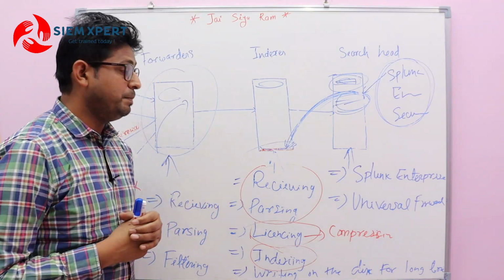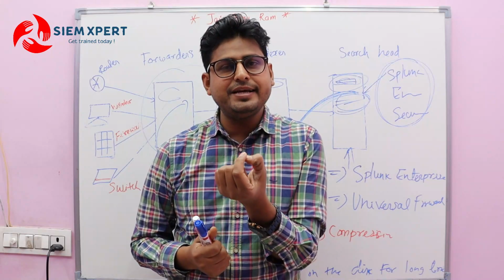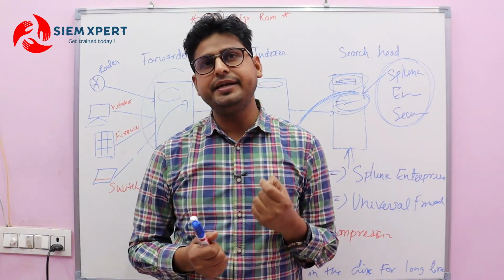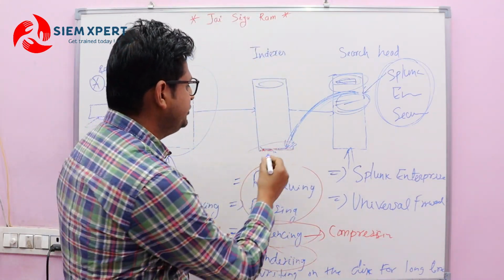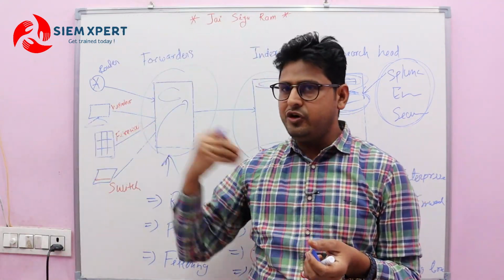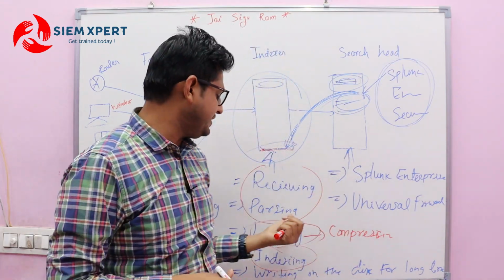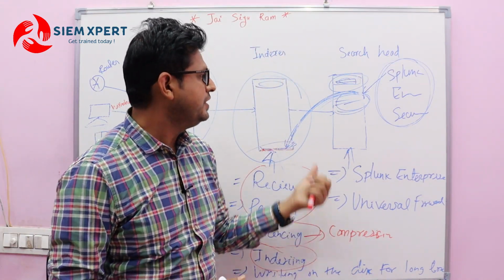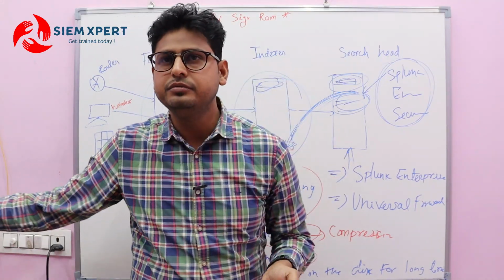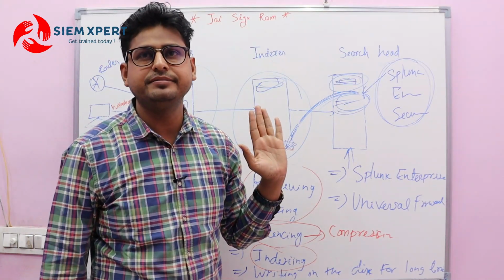So basically Splunk has two deployment architectures. One is single instance architecture. Single instance architecture means all in one, where you install one Splunk Enterprise component which will do the receiving, parsing, filtering, licensing, compression, keep the logs for a long time, and searching and reporting also, right? That means all in one single instance Splunk deployment.